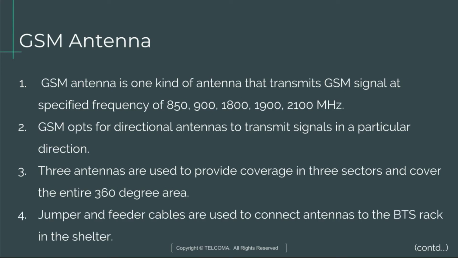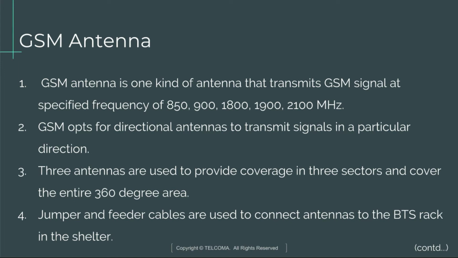Next is GSM antenna. It is one kind of antenna that transmits GSM signal at specified frequency of 850, 900, 1800, 1900 or 2100 MHz. GSM opts for directional antennas to transmit signals in a particular direction. Three antennas are used to provide coverage in three sectors and cover the entire 360-degree area.